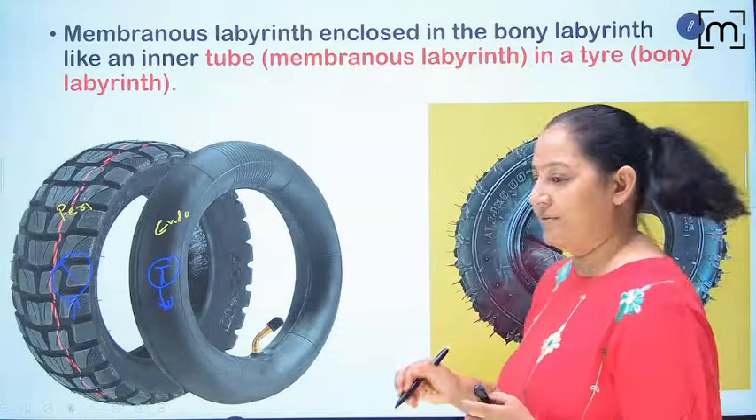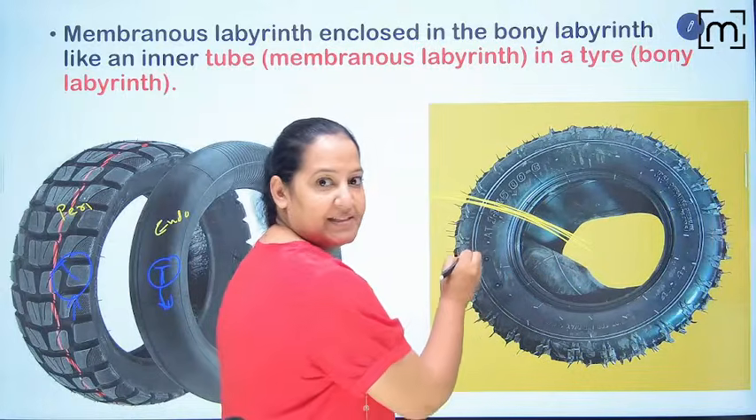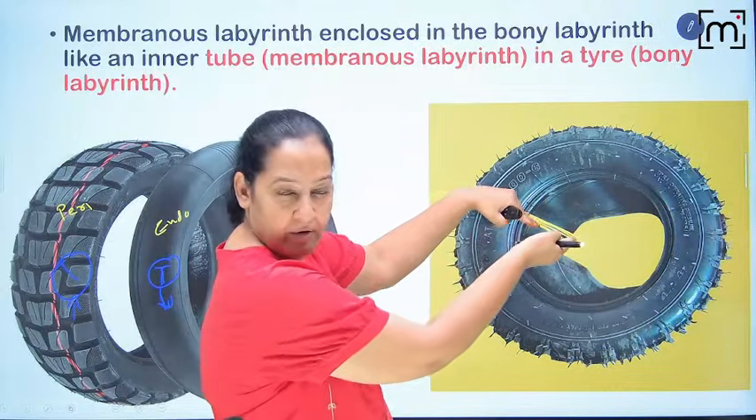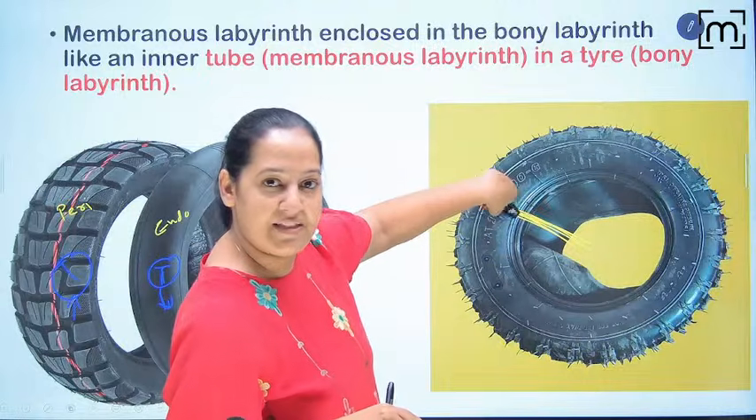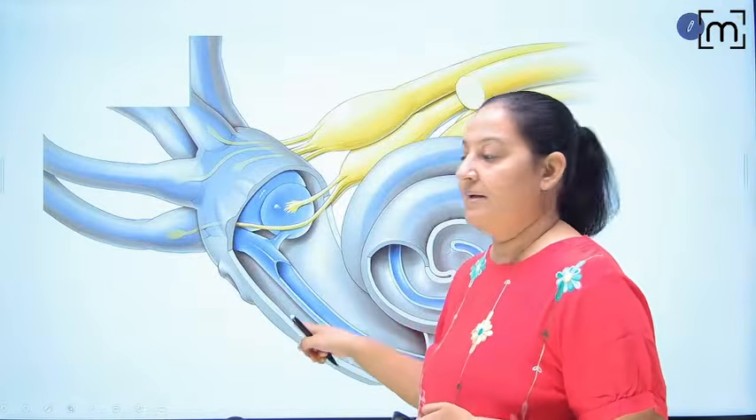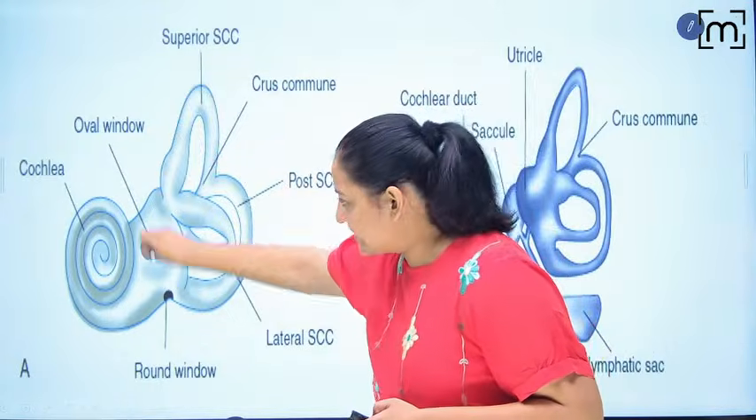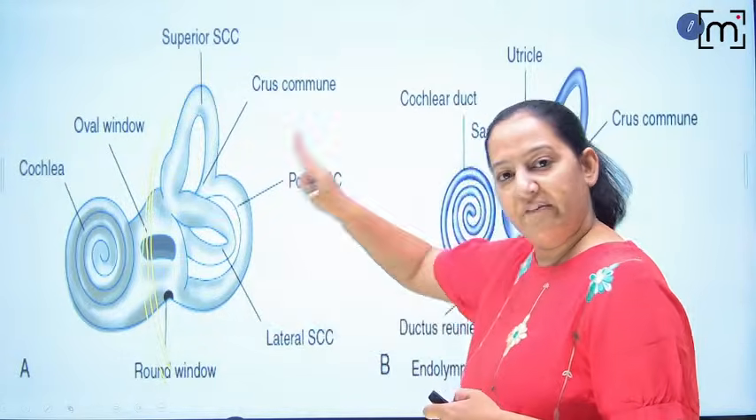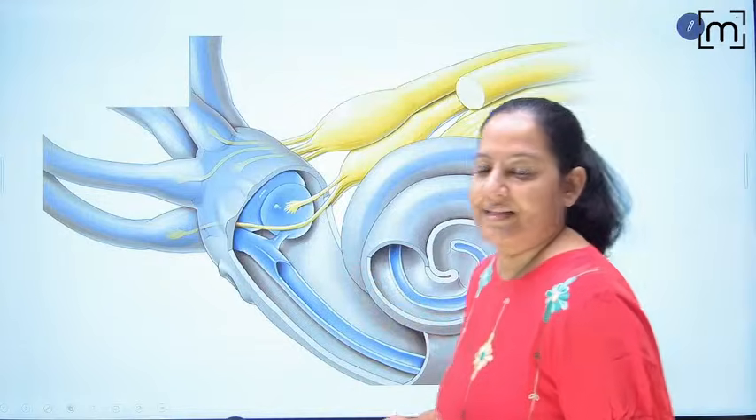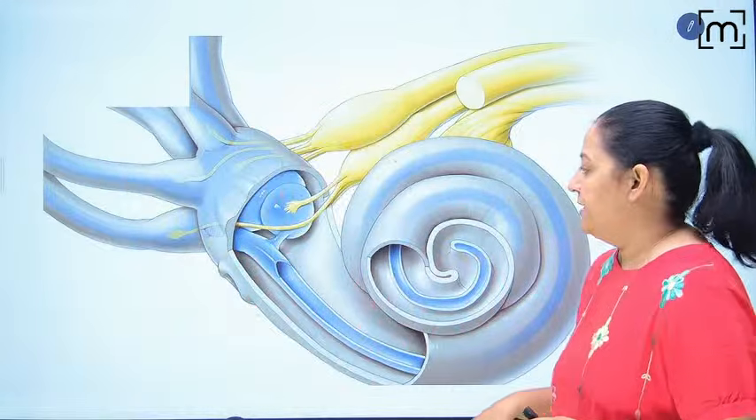So if I cut the structure from here, what can I see? If I see the cross section, I will see both. Inside I will see a tube and outside I will see a tire. Similarly, if I am cutting this structure, this one is already fitted inside this. So if I am cutting, it looks like this. Can you see? It's looking like this.